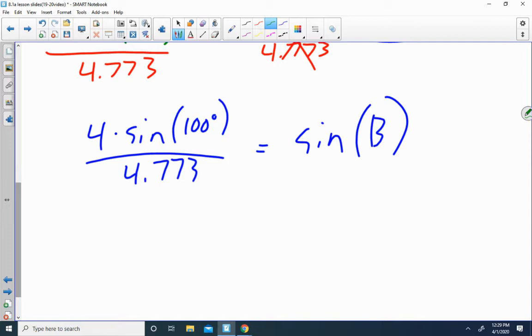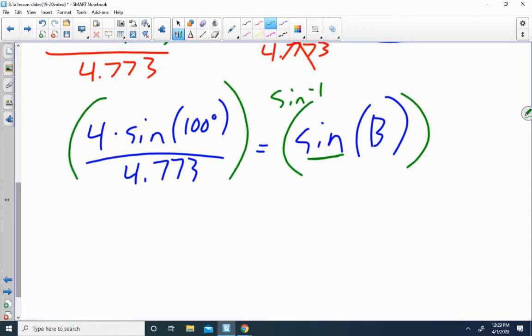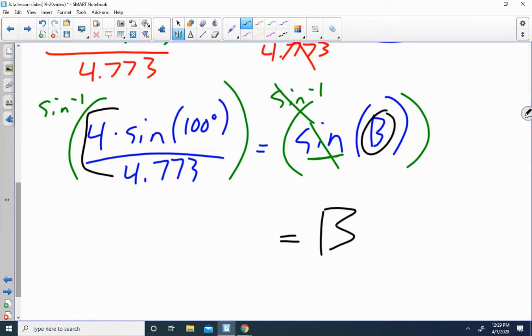So now, of course, to get the big B by itself, we now got to get rid of the sine. And the best way to get rid of sine is its inverse. So we got to take sine inverse of both sides. So that will cancel, and all you'll have left on the right is big B. So then all you got to do is figure out what this is, and then take the sine inverse of the previous answer. I'm going to go ahead and do that real quick with you guys.